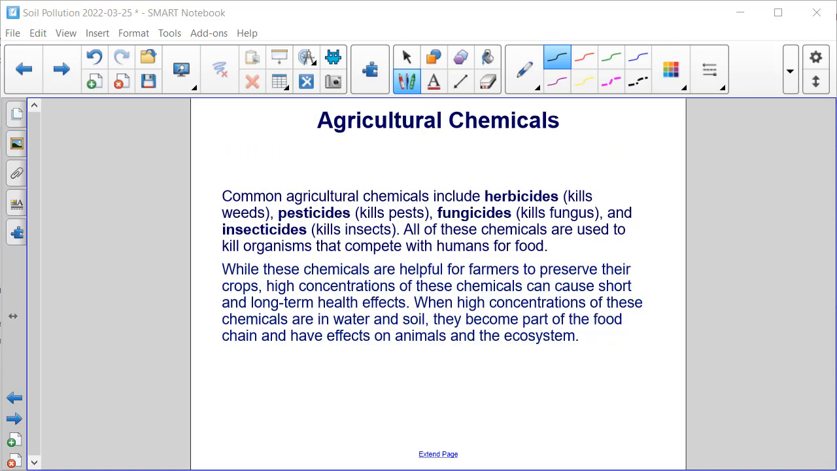Agricultural chemicals. Common agricultural chemicals include herbicides, which kill weeds, pesticides, which kill pests, fungicides, which kill fungus, and insecticides, which kill insects. All of these chemicals are used to kill organisms that compete with humans for food. While these chemicals are helpful for farmers to preserve their crops, high concentrations of these chemicals can cause short and long-term health effects. When high concentrations of these chemicals are in water and soil, they become part of the food chain and have effects on animals and the ecosystem.